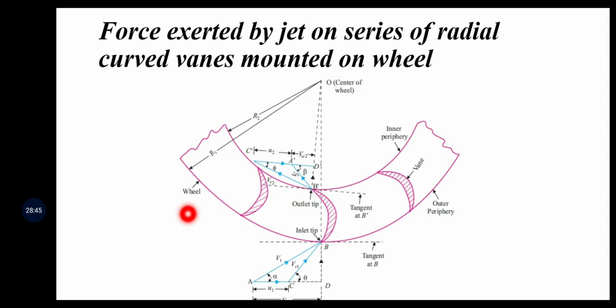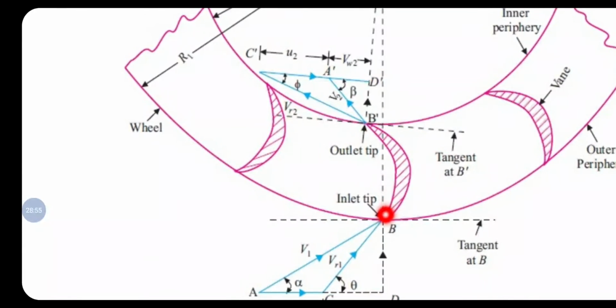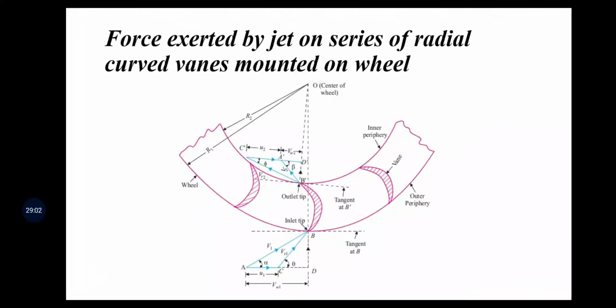So for the turbines, the jet is going to strike on the vanes from this end. So this will be the inlet end and this will be the outlet end. We are going to assume that this is the inlet tip and this is the outlet tip. So this will be the outlet velocity triangle and this will be the inlet velocity triangle. With respect to that, R1 is representing the radius of the wheel for the outer periphery, and R2 is the radius of the inner periphery of the wheel.